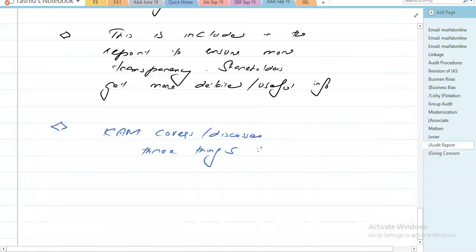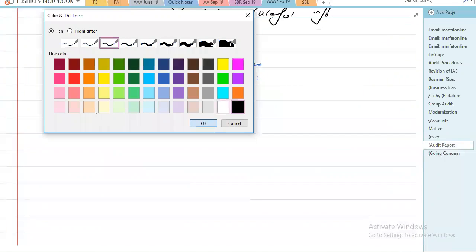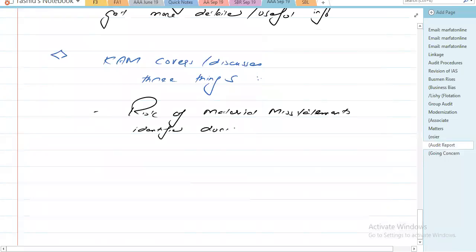The CAM covers or discusses three things. The CAM will be covering three things, or explaining three things. First of all, risk of material misstatements, which is also known as the financial statement risk. Risk of material misstatements identified during planning stage, or during the audit simply, but more specifically the planning stage.